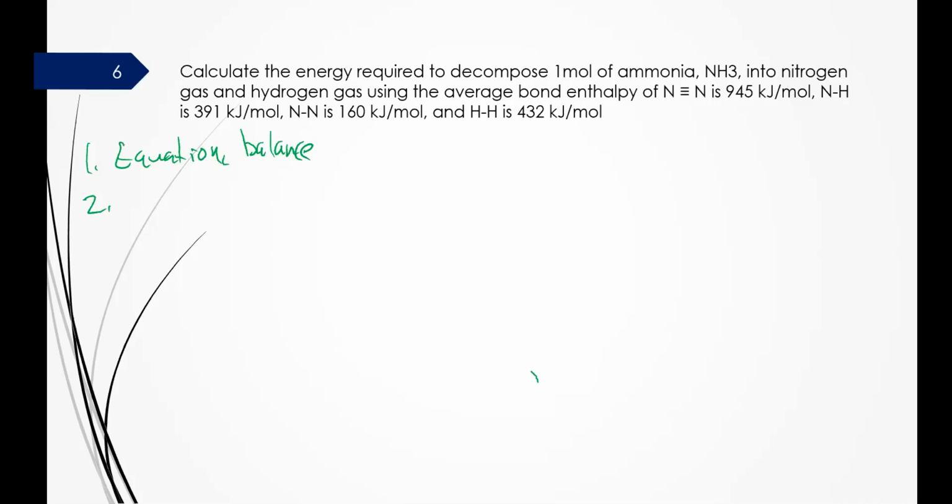Bonds broken minus bonds formed. So that's where we're going to go to. But can we even do bonds broken minus bonds formed if we don't have our Lewis structures? Sure. Right? So Lewis structures first, but then you're right. Bonds broken minus bonds formed, and that's totally fine. So I'll give you a moment so you guys can get into that part.